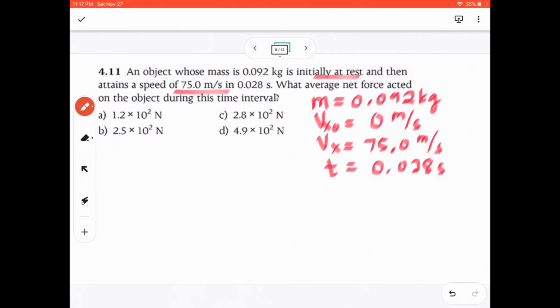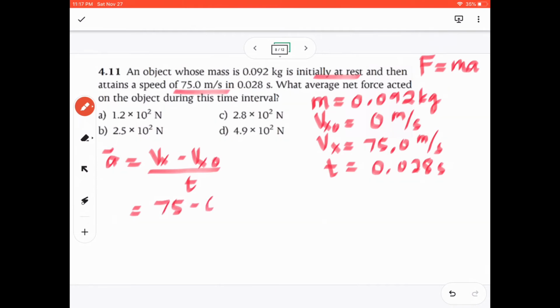Okay, so the formula that we need for this is F is equal to mass times acceleration, but acceleration is not given. But the formula for acceleration is A equals final velocity minus initial velocity, Vxo, divided by the time interval. So we have those things. Vx is 75 minus 0 divided by time, which is 0.028 seconds.